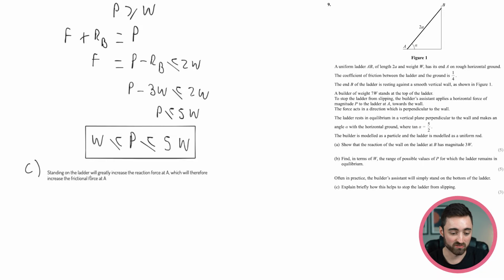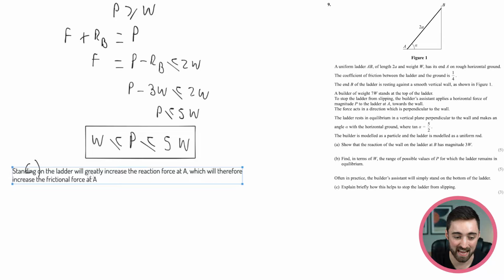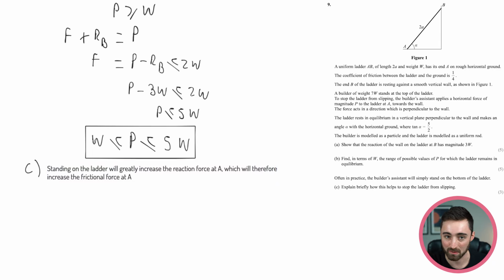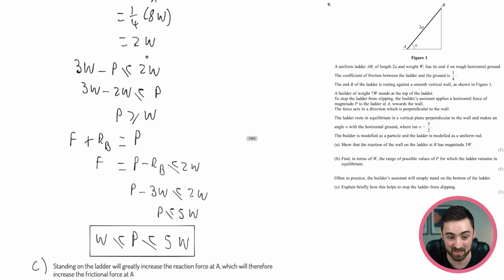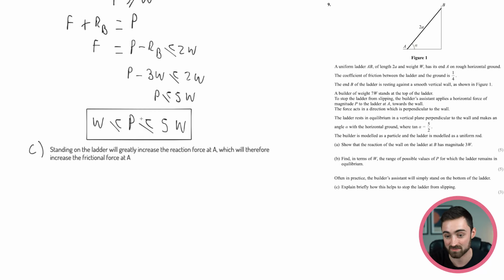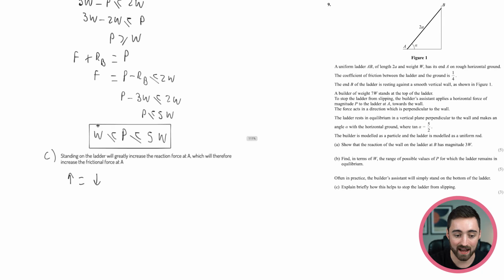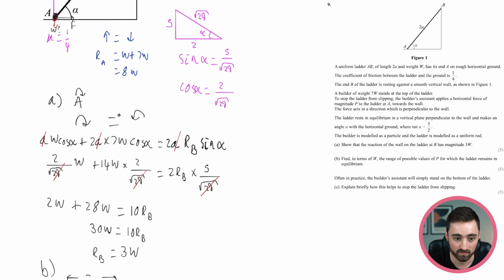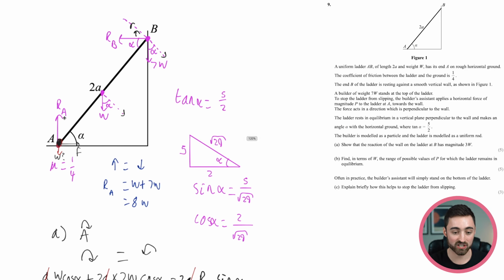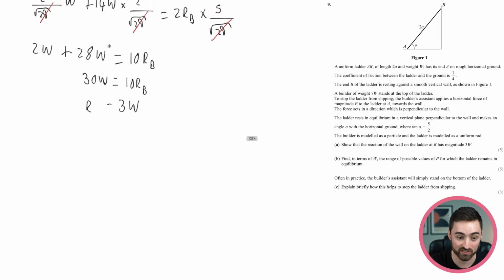If you got a bit of time in the exam and you want to scramble for marks, you could maybe even explain this a bit more using a bit of maths, because you would say, okay, well, up equals down now. I would have the reaction force at A is equal to the W plus the 7W that we had, plus the weight of the other assistant.